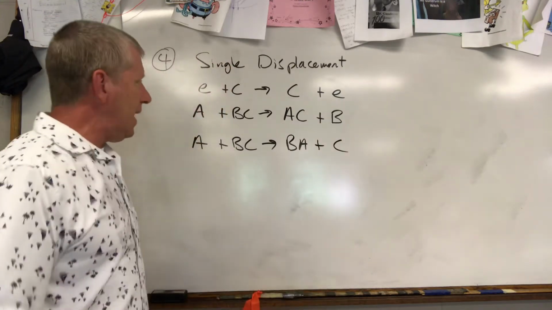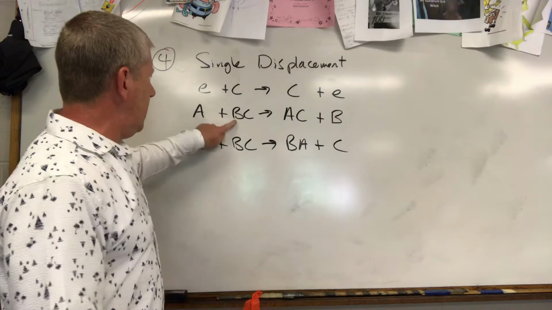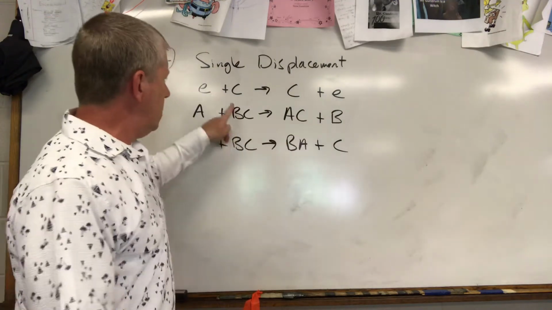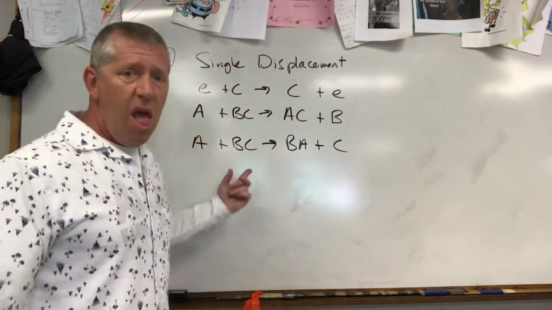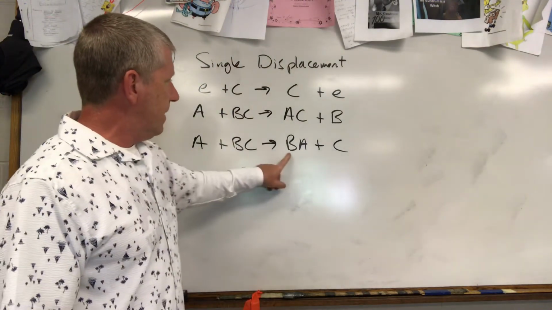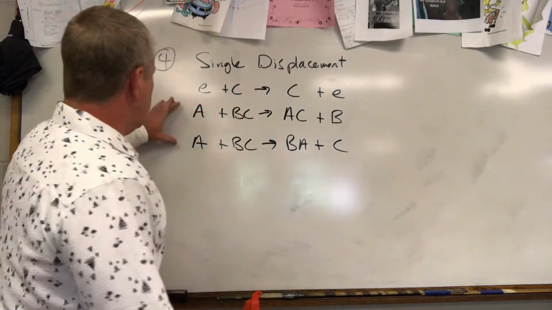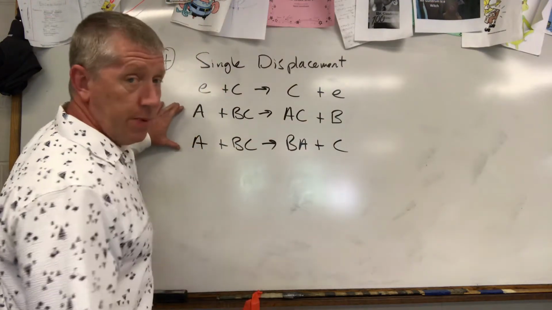What the heck did you just do? I get this one, you move that in there, kick the B out, and you come in like that. I get that. Well, here I took the A and kicked out the C and put the B in back. Now, why would I do that? Because there are two different kinds of single displacement reactions.